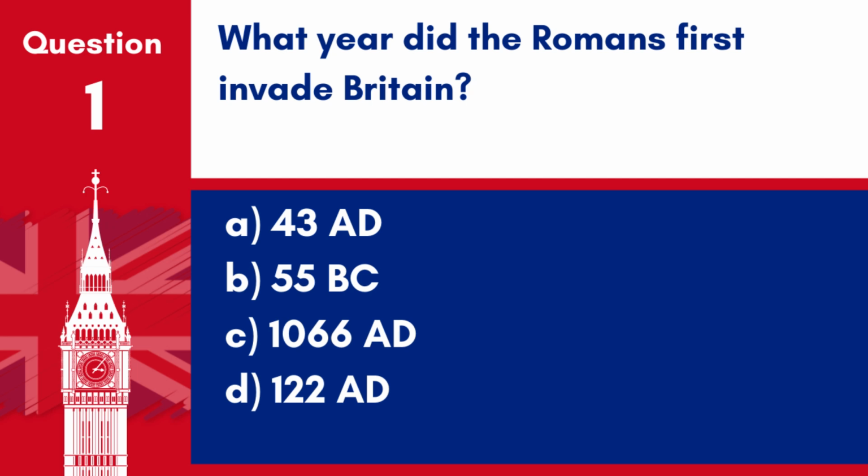Question 1. What year did the Romans first invade Britain? A. 43 AD. B. 55 BC. C. 1066 AD. D. 122 AD. Answer. B. 55 BC. Julius Caesar led the first Roman invasions of Britain in 55 and 54 BC, although permanent occupation did not occur until 43 AD under Emperor Claudius.